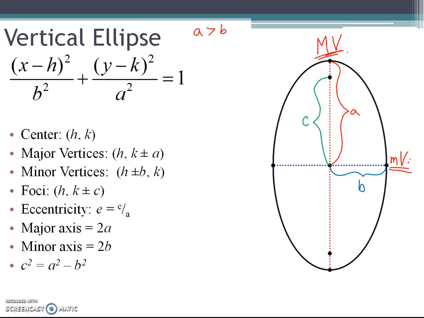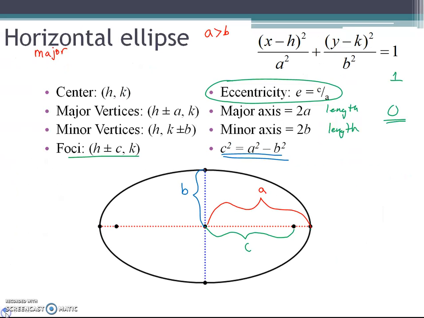So there is the overview of ellipses. The big thing is to be determining whether you're vertical or horizontal and then going from there.